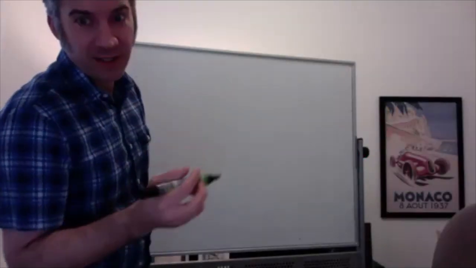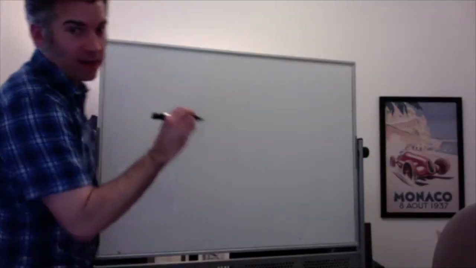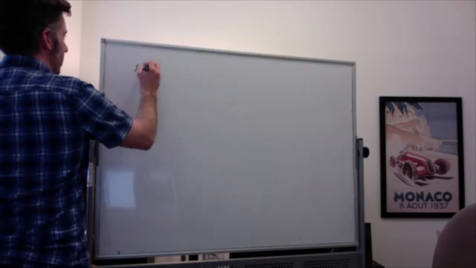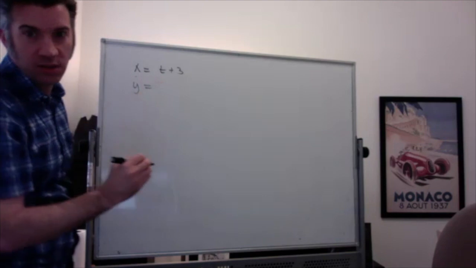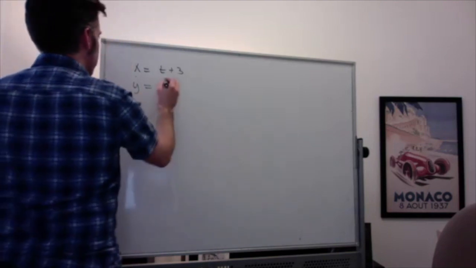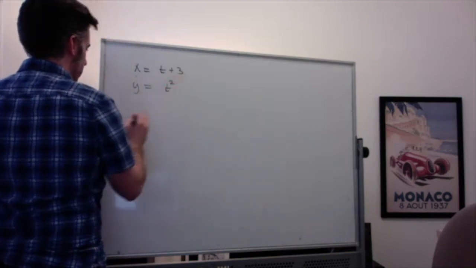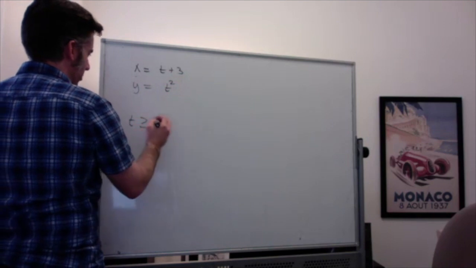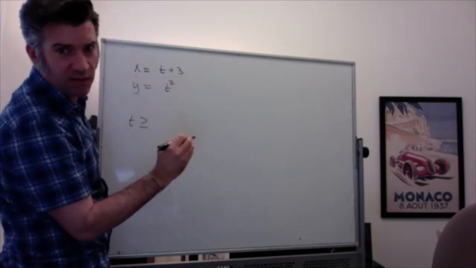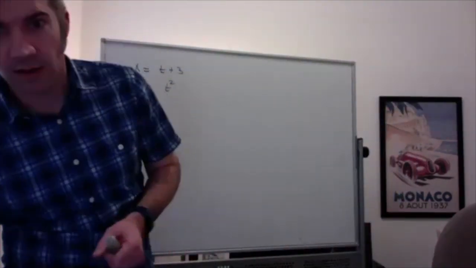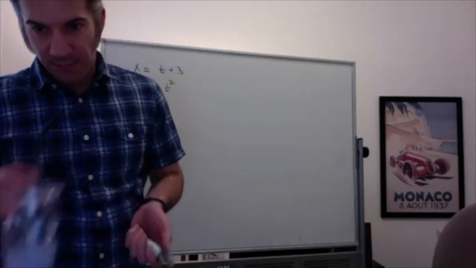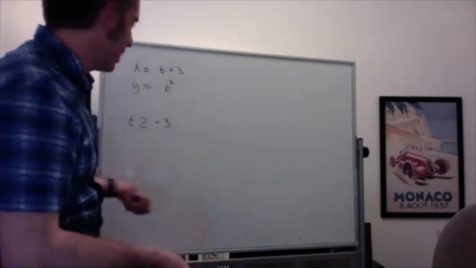So, for example, I could say I've got x equal to t plus 3 and y equal to t squared for t greater than or equal to, say, negative 3? Sure. So it's not the pen I thought it was. And there are lots of things you can say about this.